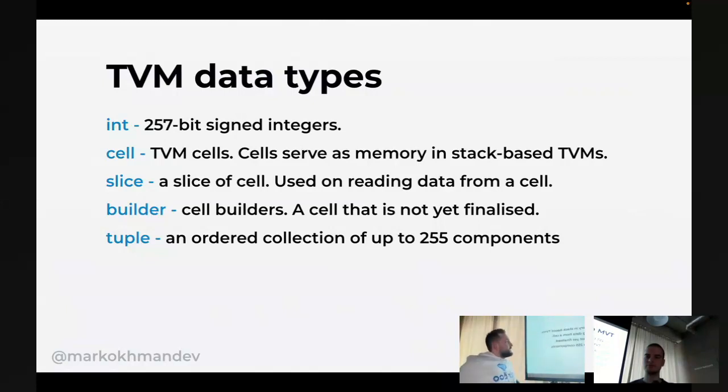Yeah, a few more data types. Do you want to run through them? So we have int, 257-bit signed integers. So we can place in one cell how many, 6 ints? 6 integers. I mean, this is the size of this data type in bits.